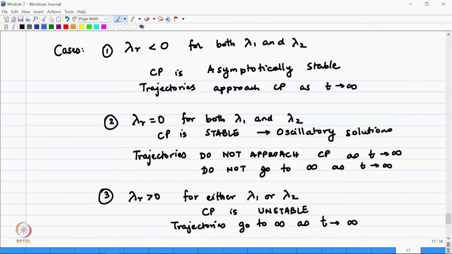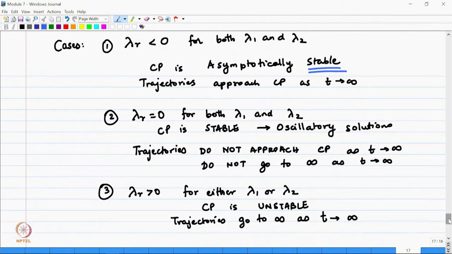Now there are several cases which we will also look into in more detail, but generally if the real part is less than 0 for both lambda 1 and lambda 2, then the important thing is it is stable. That means your trajectories will tend towards the critical point. If you go to very large time, then you will end up at the critical point.